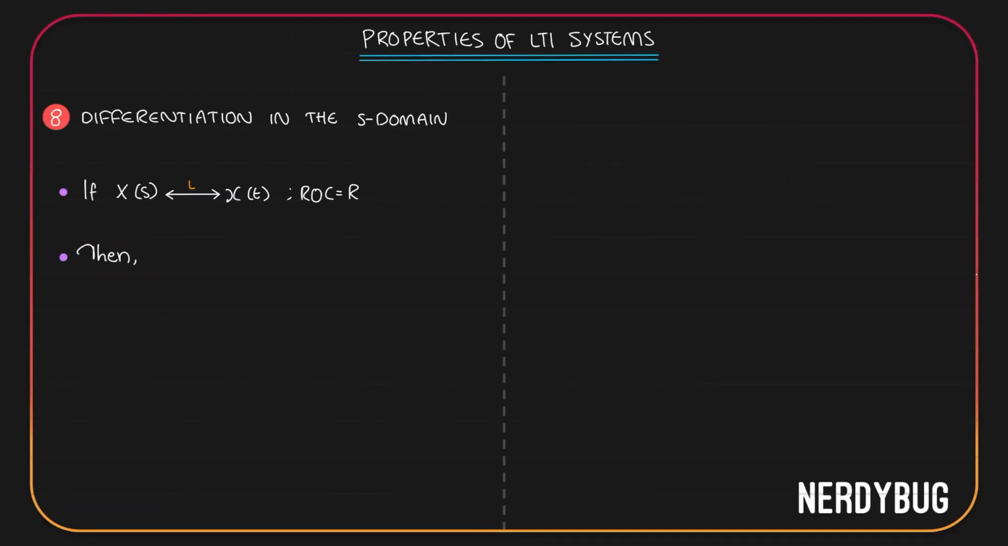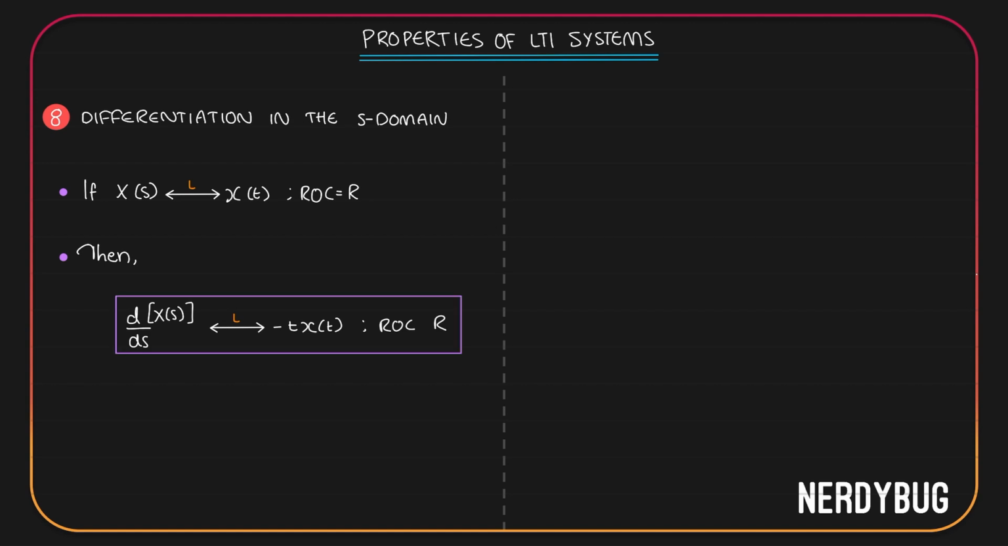The next property we have to learn is differentiation in the s domain. Assume X of s is the Laplace transform of a signal x of t and its ROC is R. Then according to this property, the inverse Laplace transform of d by ds of X of s is going to be minus t x of t and the ROC will be R itself. We have to prove this.